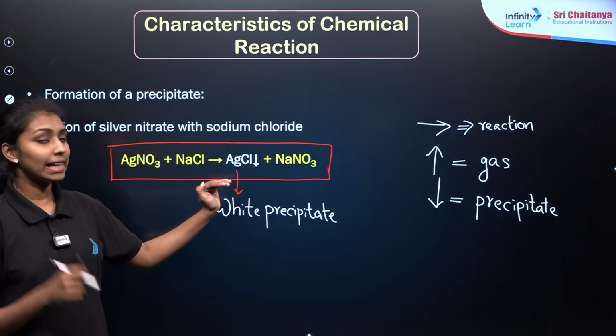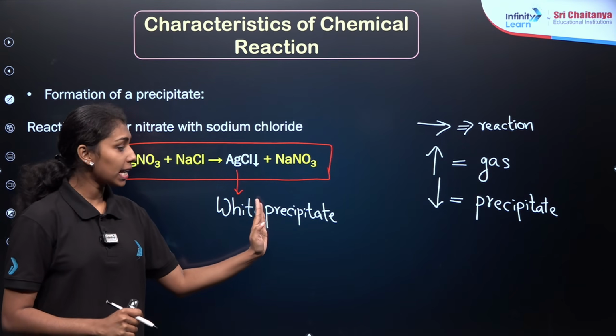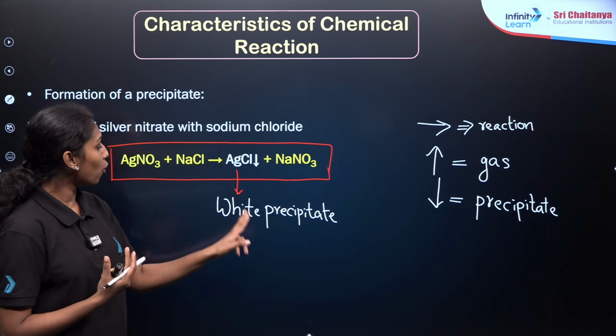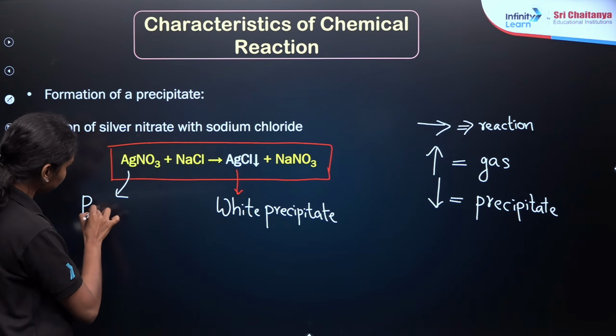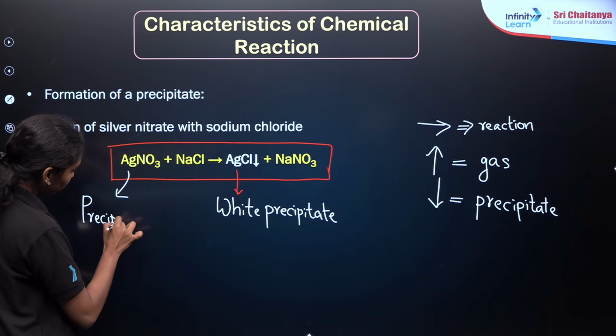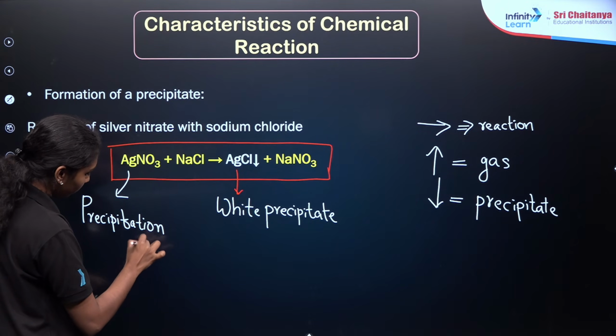So here AgCl, which means silver chloride, is known as the white precipitate. In this reaction, the precipitate is forming, right? So this reaction is known as the precipitation reaction. Is that clear?